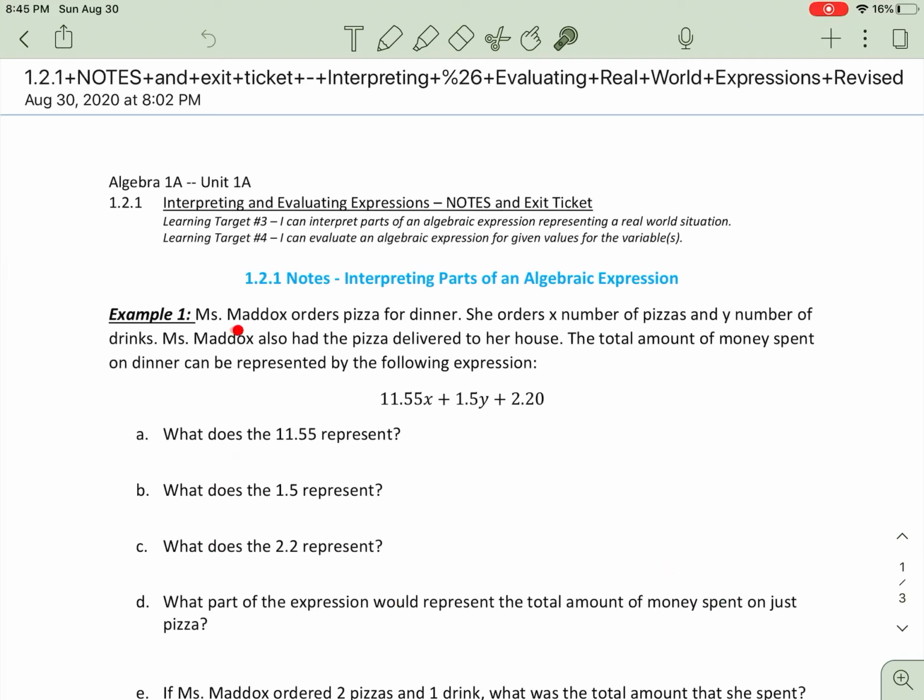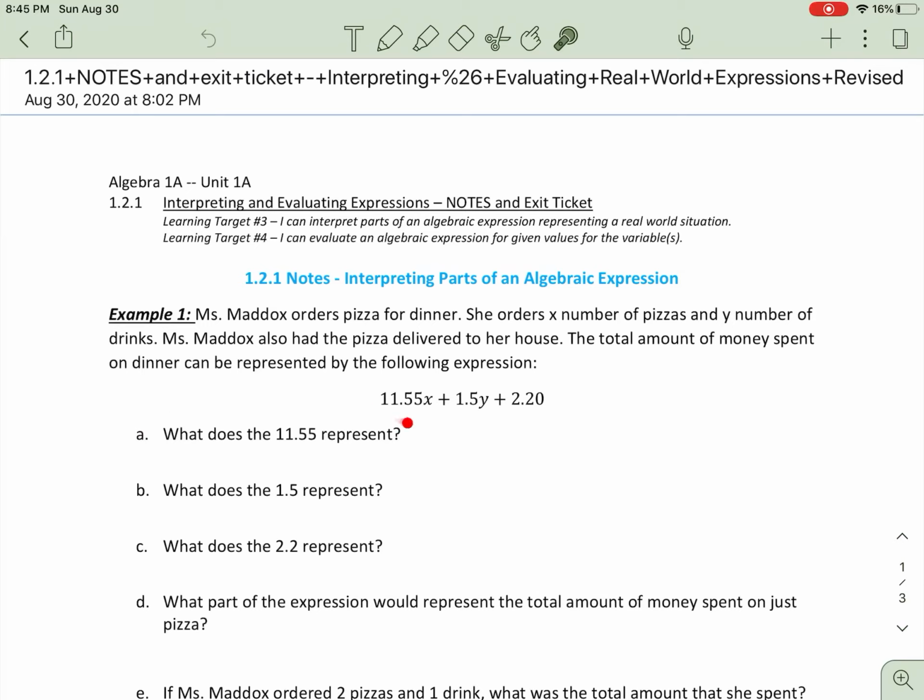So in example 1, Miss Maddox orders pizza for dinner. She orders x number of pizzas and y number of drinks. Miss Maddox also had the pizza delivered to her house. The total amount of money spent on dinner can be represented by the following expression: 11.55x plus 1.5y plus 2.20. Notice it's an expression because there is no equal sign, right? So the question is, what does the 11.55 represent?